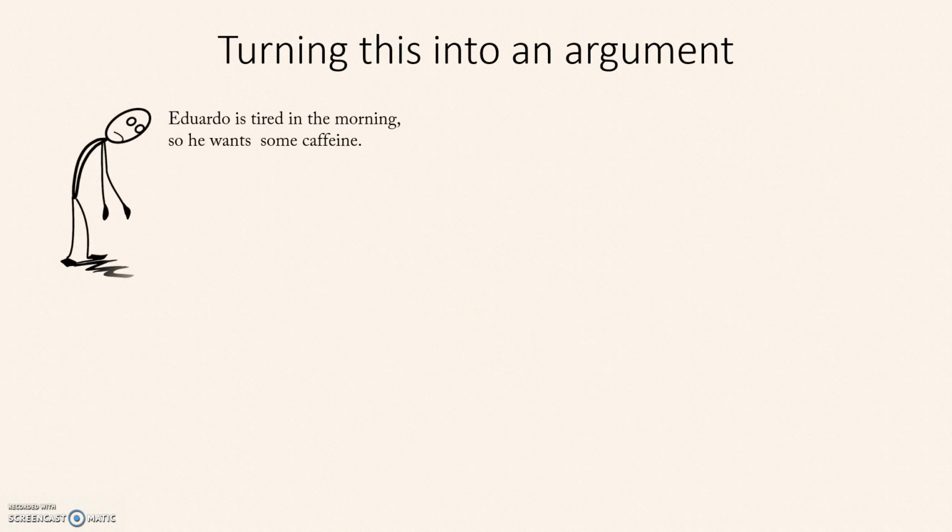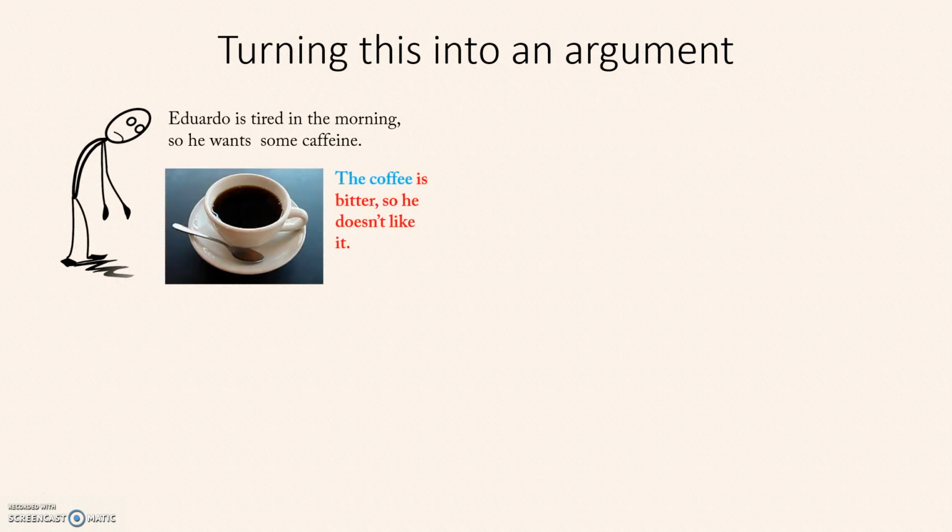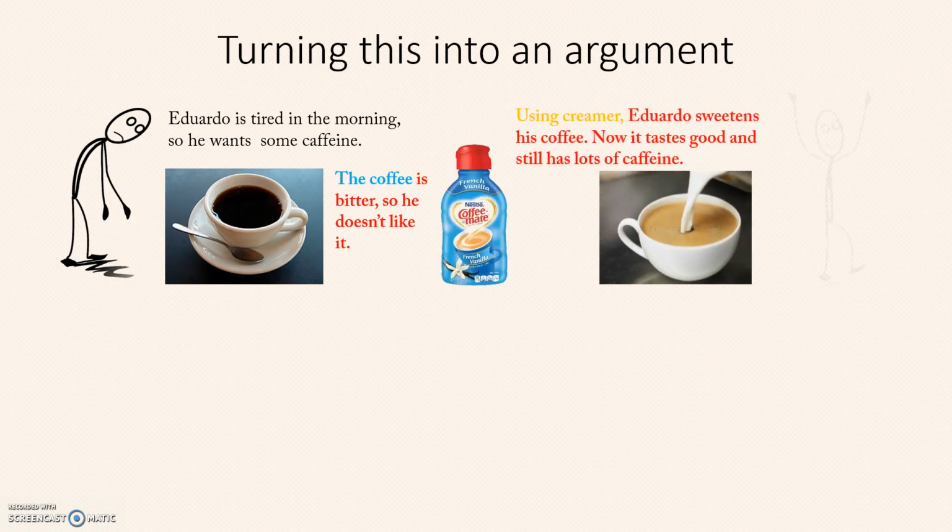So here's my first sort of piece of this. Eduardo is tired in the morning, so he wants some caffeine. However, the coffee is bitter, and so he doesn't like it. So I did a little analysis there. I said he doesn't like it because it's bitter. Now, using creamer, Eduardo sweetens his coffee, and now it tastes good, and it still has lots of caffeine. So far, this is looking pretty good for Eduardo. And what you'll notice is that I'm basically taking that synthesis that I did before and applying it to something.